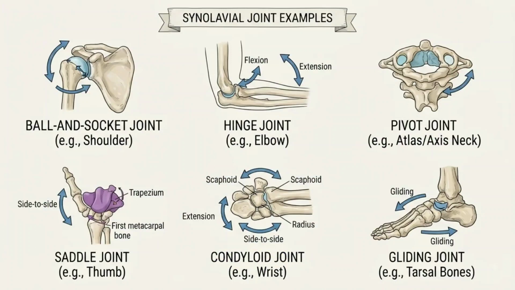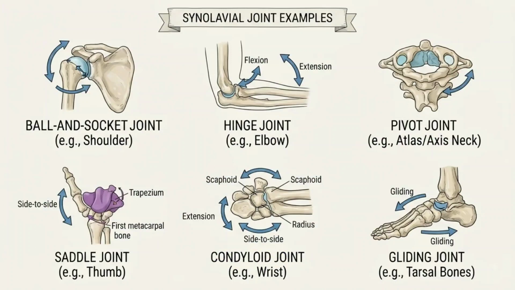Pivot joints primarily allow rotation around a longitudinal axis. A good example is the proximal radioulnar joint. At this joint, the radius rotates relative to the ulna during movements such as pronation and supination. Another important example is the atlantoaxial joint between the first and second cervical vertebrae, which contributes significantly to the rotation of the head.